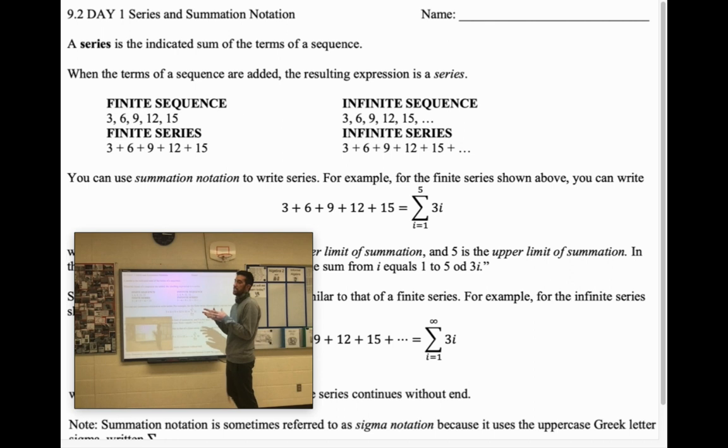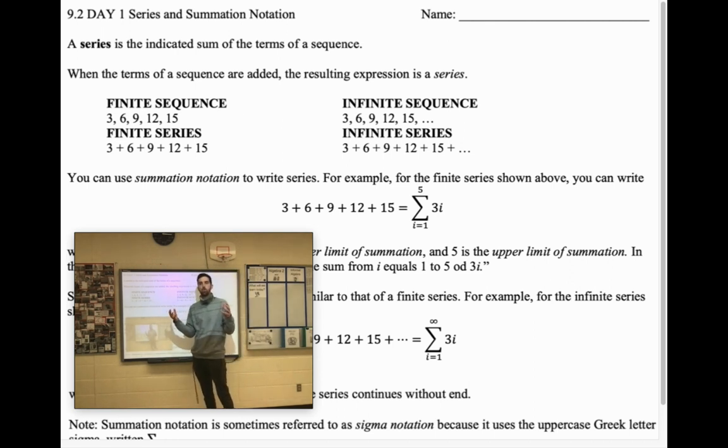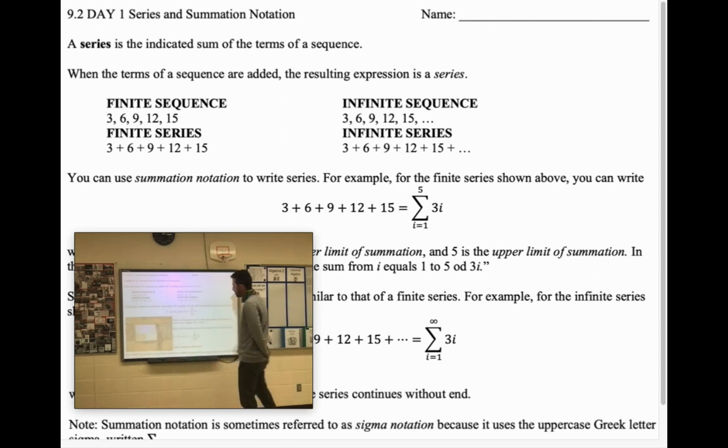Now, if it is a finite series, you can actually get a total amount by adding all those things up. If it's infinite, you cannot add them all up because it goes on forever. We're going to go pretty general with this. So today we're talking about summation notation for series. If you look at this example, we have 3 plus 6 plus 9 plus 12 plus 15. That's a finite series because it ends at 15. So sure, you can add that up, but that's not what we're working on here. We're working on using summation notation.